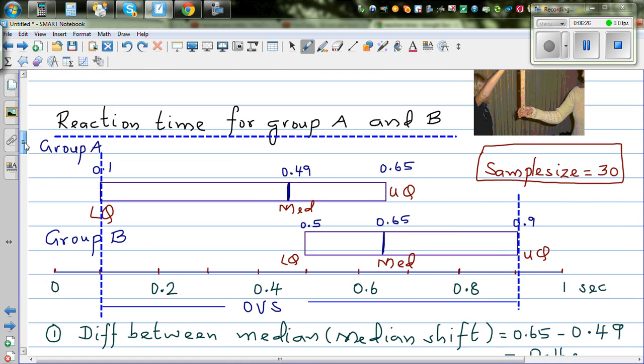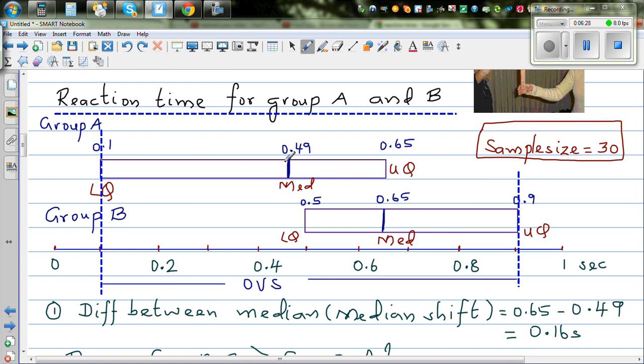That means, for the median of box A, the median of box A is 0.49 and the median of box B is 0.16. So our question is, is this difference big enough to make the claim back in the population that group B has a greater reaction time than group A? That was our question.